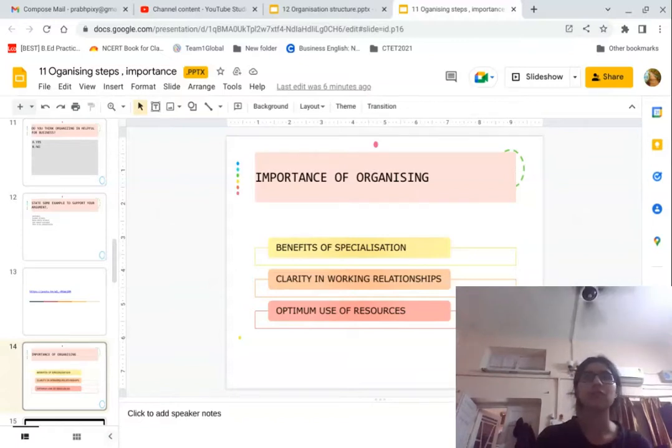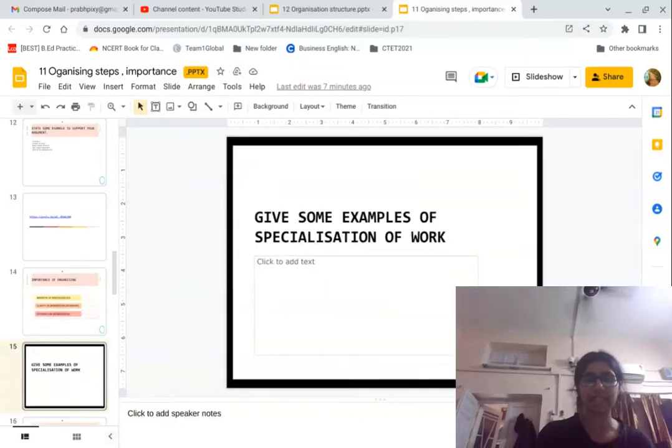Optimum use of resources. When we are collecting the things, we are also focusing on wastage. There should not be any kind of wastage, right? That's why we are dividing the work. While dividing the work, burden will get reduced. If burden gets reduced, what will happen, class? The cost will also get reduced, and time will get saved.